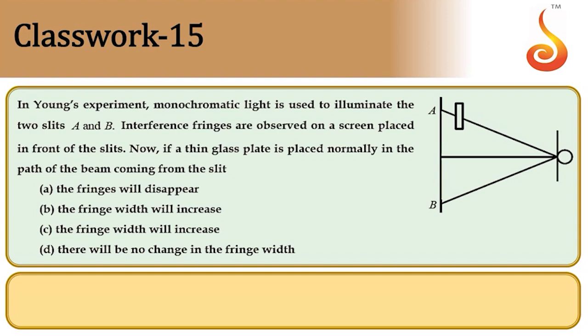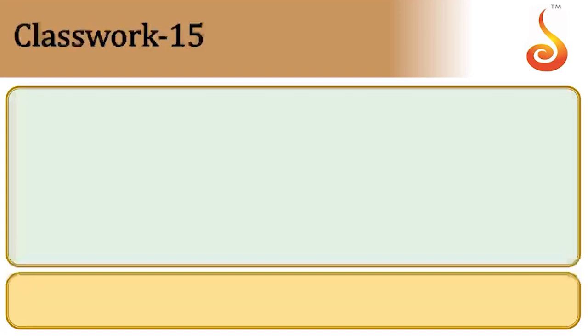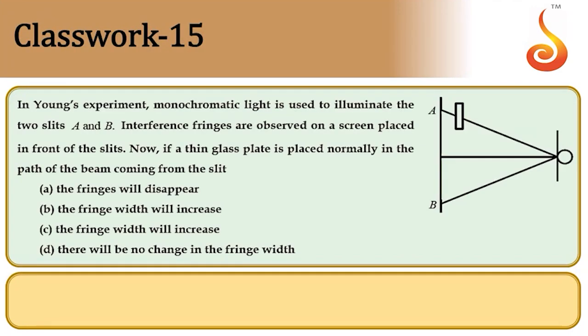There will be no change in the fringe width. So here, in the presence of a thin glass plate, the fringe pattern shifts, but there is no change in the fringe width. The fringe width remains the same, but there will be a shift in the position. So there will be no change in the fringe width, and there will be a shift.